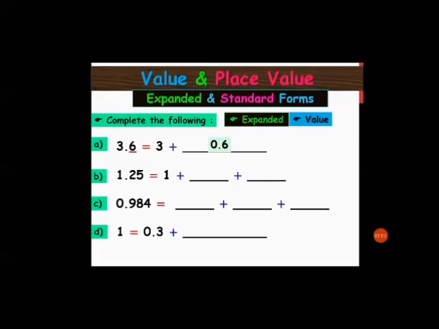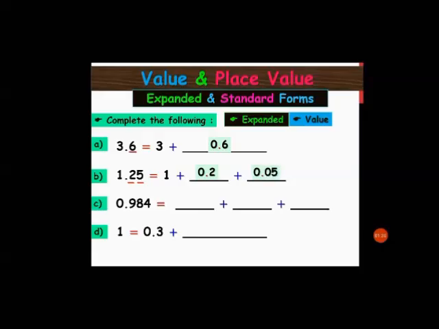So the next question, 1.25. So I'm going to insert the whole number, and then I have 2 spaces. So I have to notice how many spaces I have in order to decide what exactly the value I should find in this number. So here I have 2 places, so I can find the value of the 2 separate from the 5. So the value of the 2 is 0.2 and the value of the 5 is 0.05.